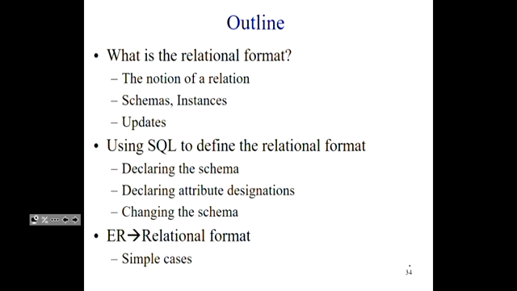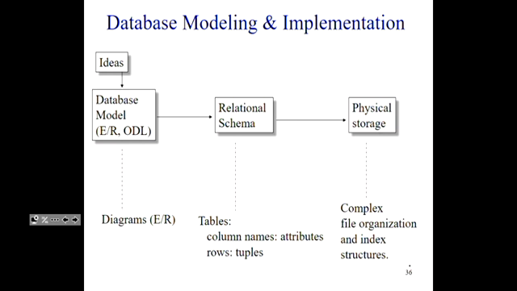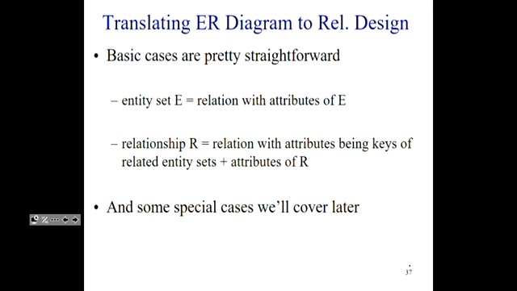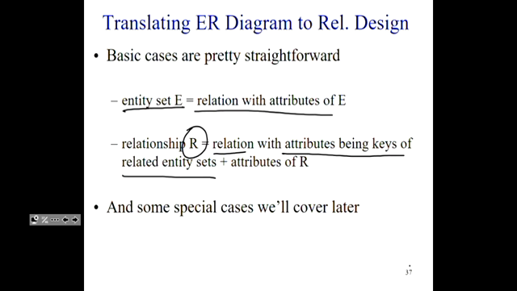Okay, so let's see how much we can cover in the next couple of minutes on converting the ER format into a relational format. The first thing to remember is that the basic cases are actually pretty straightforward. The way I would transform an entity set into a relation in the relational model is to simply have a relation with the attributes of that entity set. The way I would transform a relationship R into a relation in the relational model is to have a relation with the attributes being the keys of the related entity sets and any attributes of that relationship.